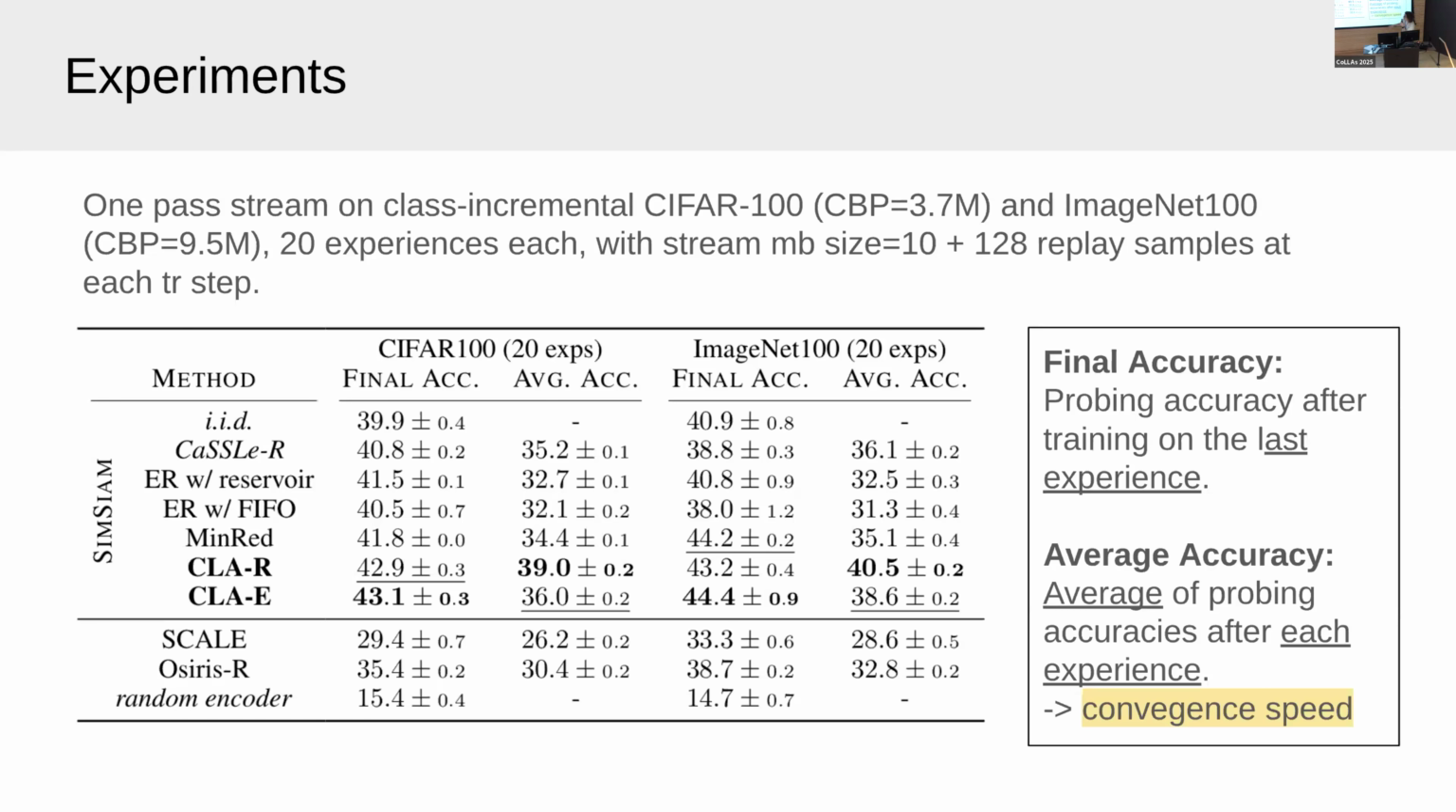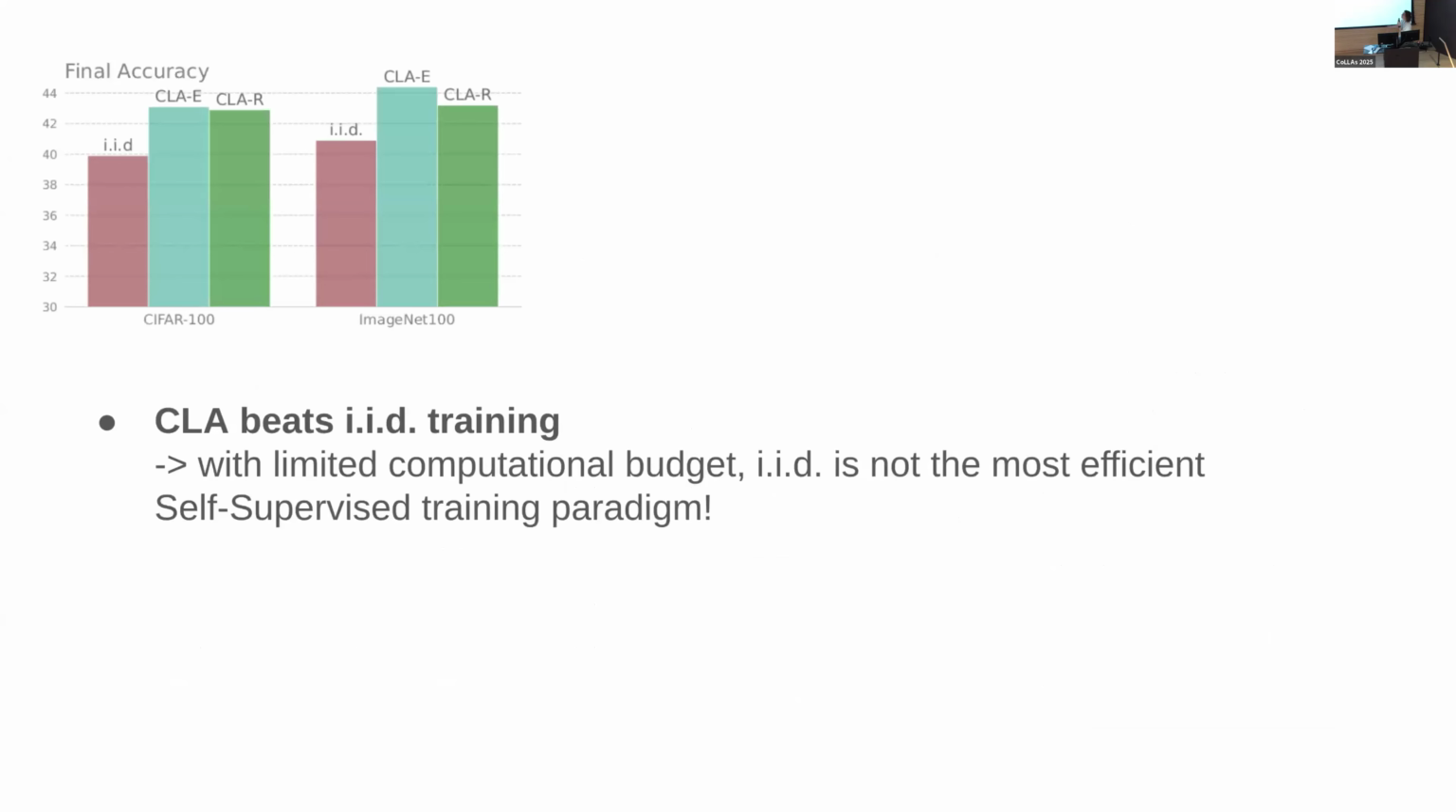As you can see from the results, CLA gets more or less state of the art for most cases. Next, I have a little bit of a summary of the most important findings. The fact that CLA is able to beat the IID baseline was quite surprising for us because we didn't expect this, because usually IID in continual learning is regarded as an upper bound. And this hints towards the possibility that for self-supervised learning, IID training is not the most efficient paradigm, at least for a setting with a constrained computational budget like online.